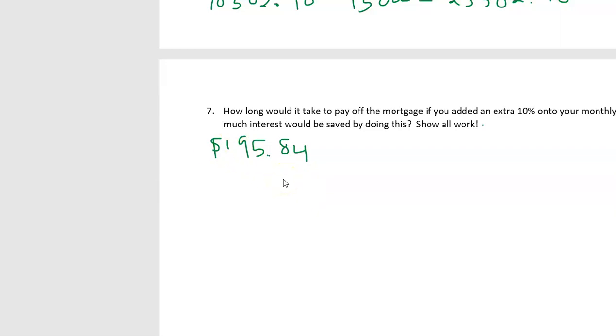All right, so our monthly payment is $195.84. Let's calculate what 10% of it is. And the easy way to do this, if we want to add an extra 10%, is to add on 1.10. That's 110%. So we're going to have 195.84 and 10% more. This is the quick way of finding the answer without multiplying by 10% and then adding it to the 195.84. So if I do this, we are going to have a payment that is $215.42.